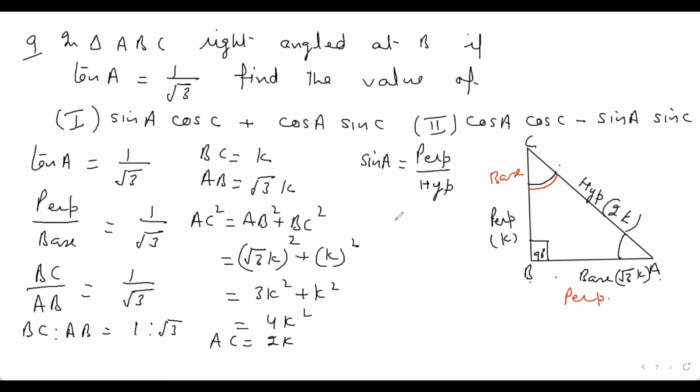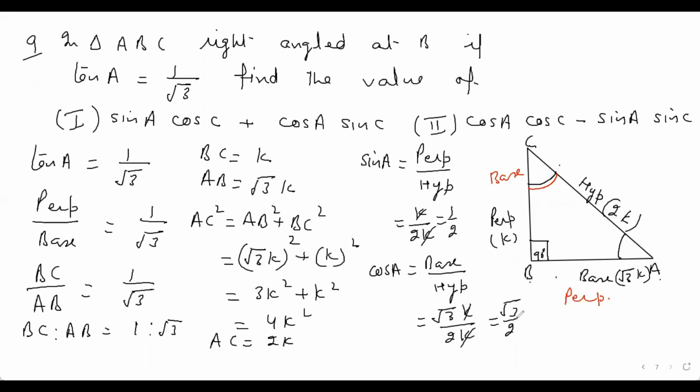Now it means perpendicular is equal to K, hypotenuse is equal to 2K. It means half. What is cos A? Cos A is base upon hypotenuse. What is base? Base is root 3K, hypotenuse is 2K. It means root 3 by 2. It means sin A is equal to 1 by 2, cos A is equal to root 3 by 2.